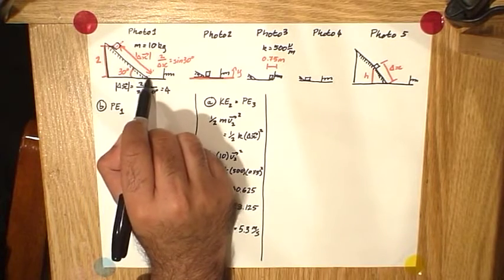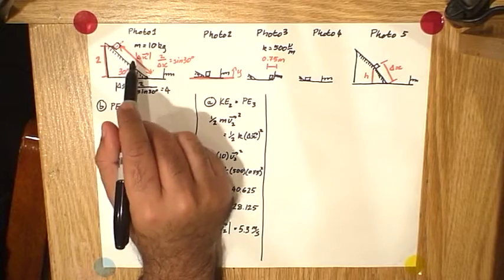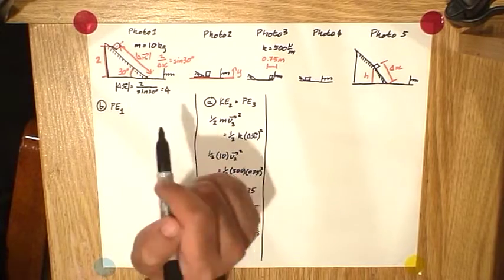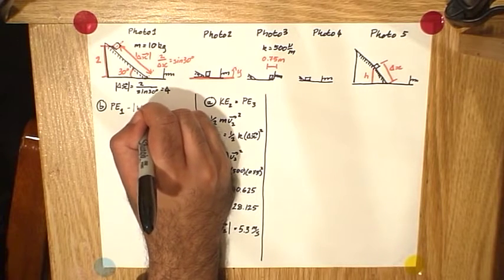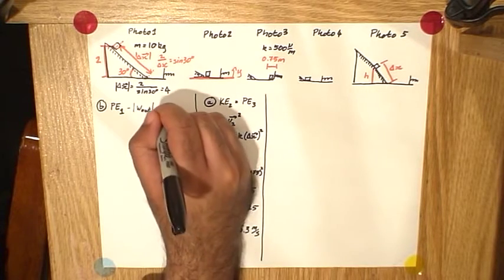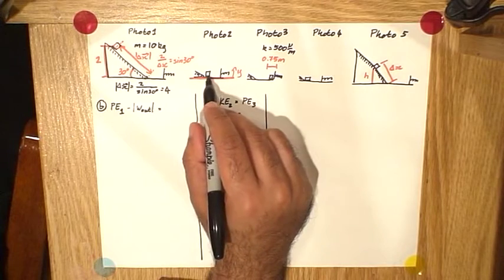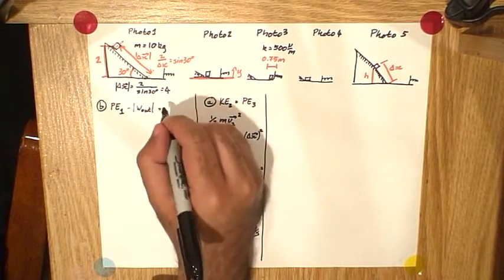It's on a rough surface. It's not wearing a jetpack, so there's no work in, but it's on a rough surface, so there is work out. And all of that is equal to the kinetic energy in photo 2.